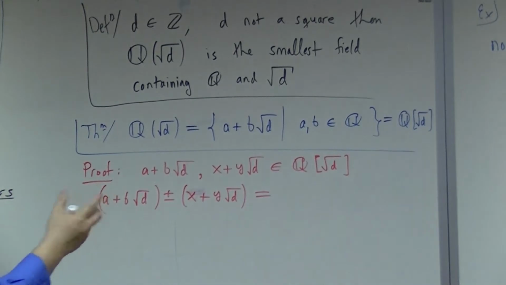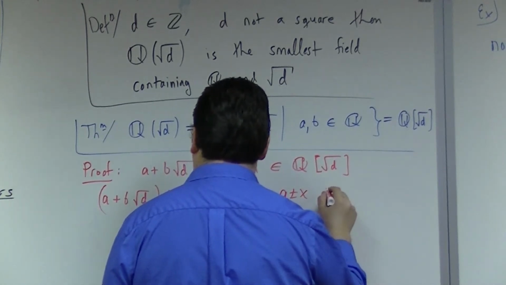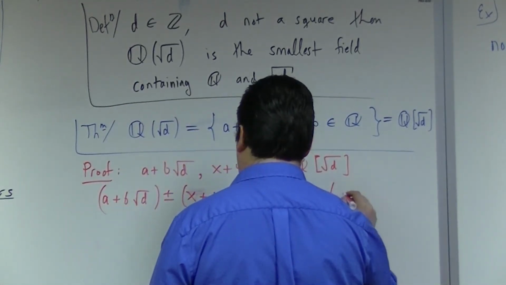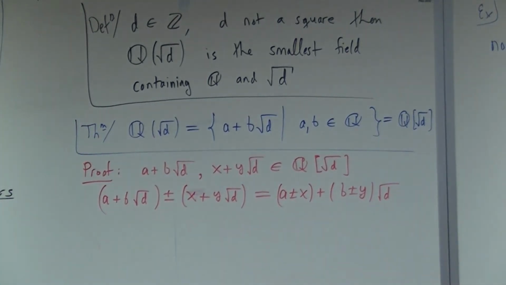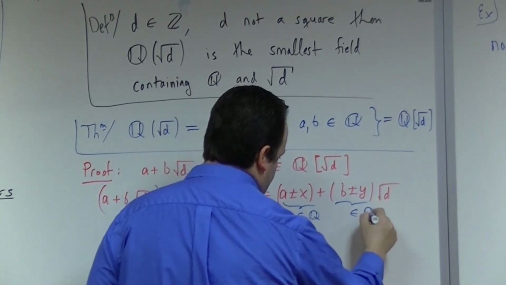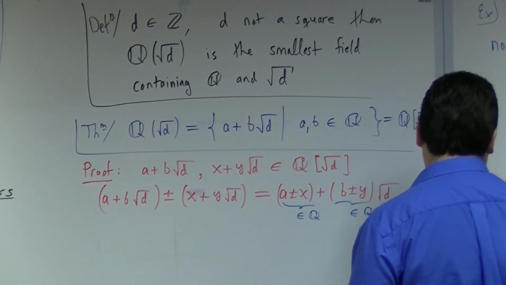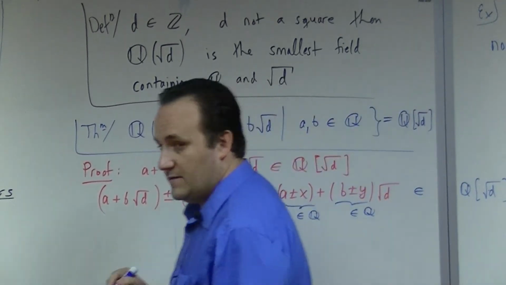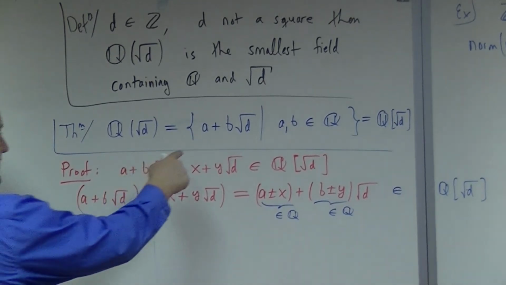And what happens? These are complex numbers. I don't get to define a new addition; addition is already defined for me. So it's A plus or minus X, parentheses, plus B plus or minus Y, close parentheses, times the square root of D. My very non-sophisticated observation is that this is an element of the rational numbers, and this is an element of the rational numbers. So therefore, this whole thing is an element of Q square bracket square root of D. In other words, it is again a rational linear combination of 1 and root D.